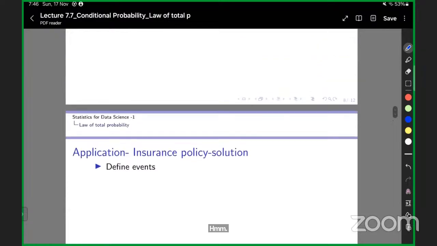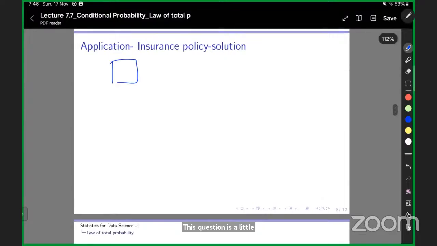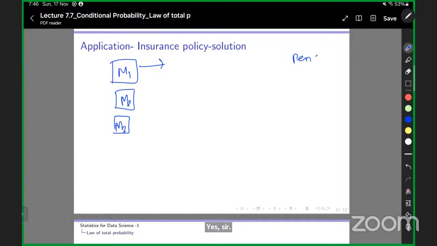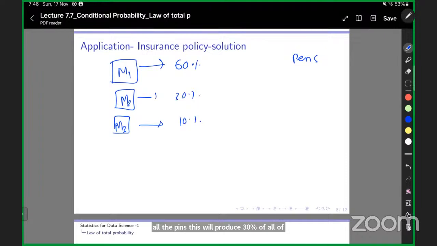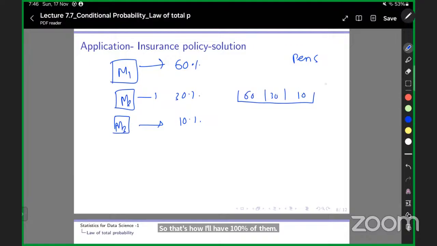Okay, this question is a little okay. Let's see, I'll have another question. Let's say we have three machines, and they are producing something. Let's say it's producing pens. This machine is producing 60% of all the pens. This will produce 30% of all of them. This will produce 10% of all of them. So that's how I'll have 100% of them, right? This 60, 30, and 10. So that's how I'll get all of them.